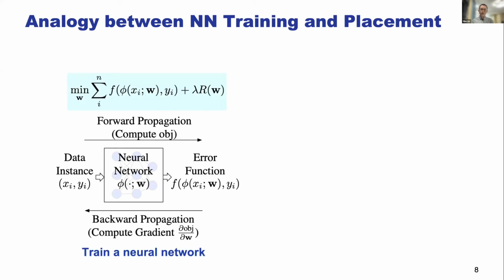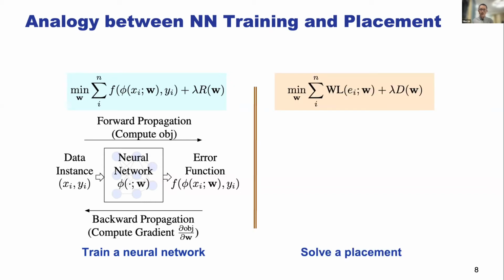The training problem is essentially solving the nonlinear optimization consisting of two terms, the error term and regularization term for weights of the network. The optimization is done through gradient descent methods that require forward propagation to compute the objective and backward propagation to compute the gradient. This is a high-level description of the neural network training problem. Now let's look back to the placement.